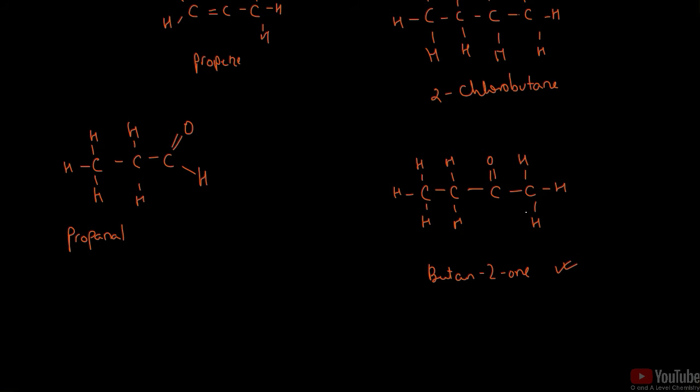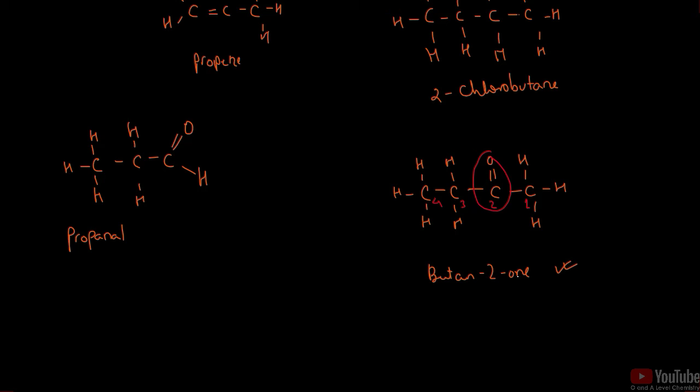But notice again, it is still butan-2-one, because now I cannot number it from this side, because that will give the ketone functional group a higher number. I always want my functional groups to have the lowest possible number in the chain of carbons. So I would number it from this side: 1, 2, 3, 4. Here are my 4 carbons, and again, the ketone functional group is on the second carbon.